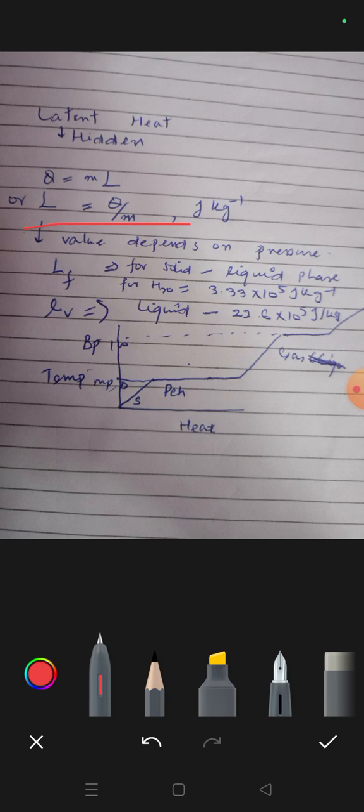And one more thing, there is a graph between temperature and heat. You can see here that when it is in a solid state, it is at a negative temperature, then you are heating it till it reaches the melting point, that is 0 degrees. It is still solid, but here the transition begins. It gets converted into liquid phase at a constant temperature. That's a horizontal line, parallel to the heat axis.